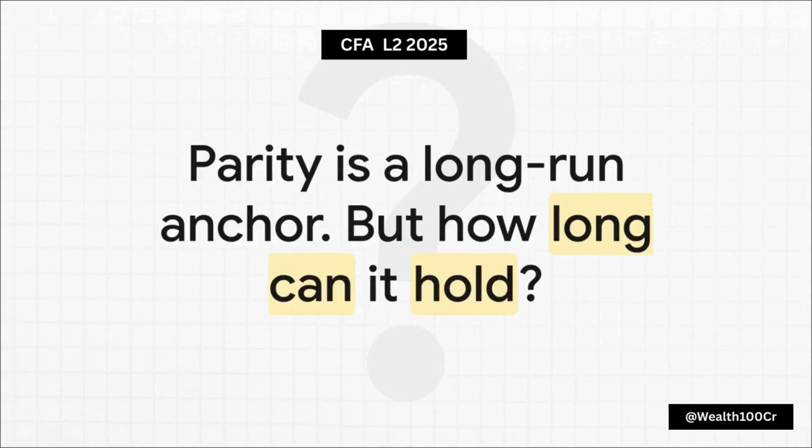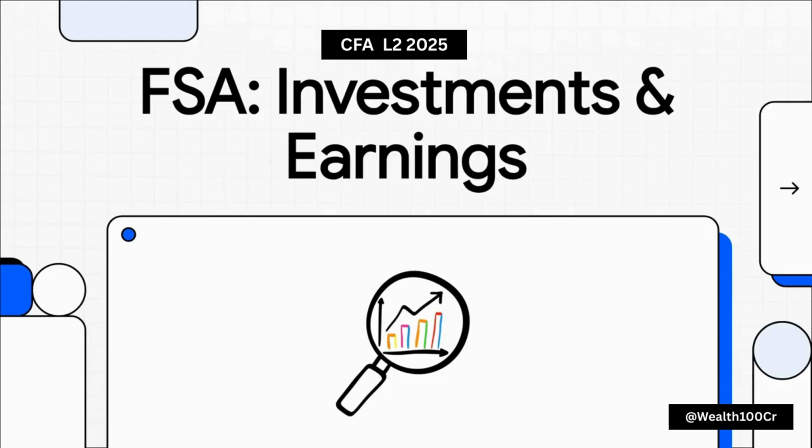So I'll leave you with this one final thought to chew on. We've spent this whole time talking about these parity conditions as a long-run anchor, which is true. But it begs a really important question for any of us investing in today's wild, volatile markets. Just how long is the long run, anyway? And in a world that seems to be getting crazier by the day, how much weight can any anchor truly hold?